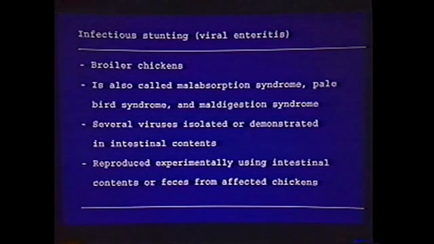A variety of viruses have been either isolated or demonstrated in intestinal contents, and the condition has been reproduced using the intestinal content or a mixture of the viruses. No single virus, the disease has not been successfully reproduced with any of the viruses alone, but in combination it can produce the condition.